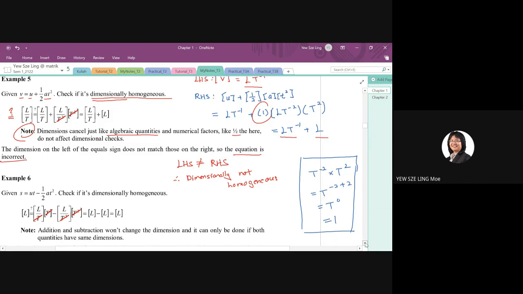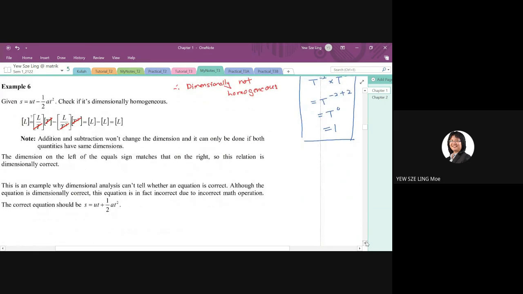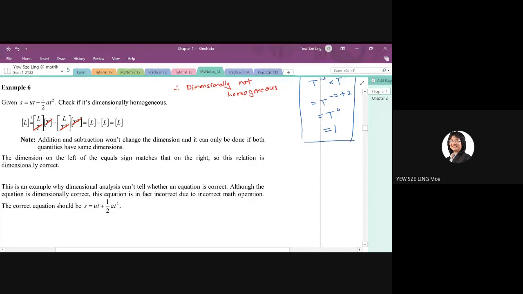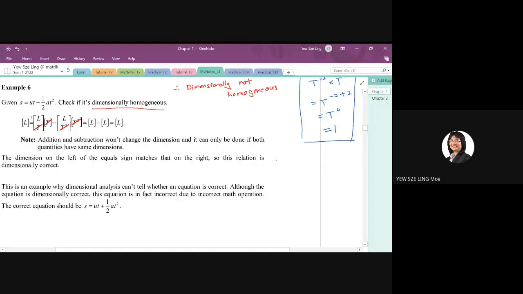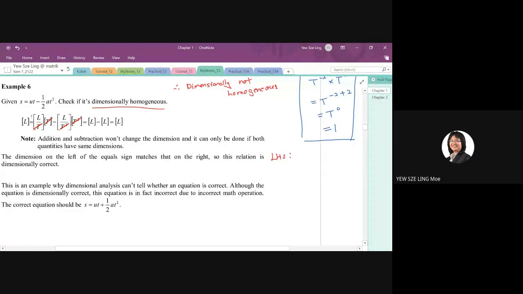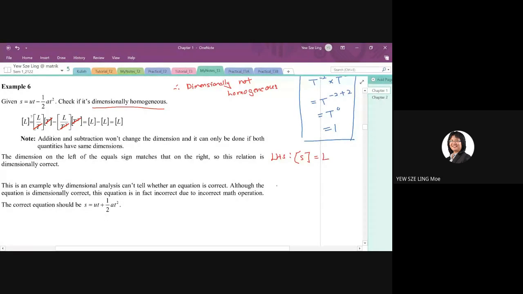Now let's look at the second example. Second example shows you why, even if the equation is dimensionally homogeneous, it can still be wrong. So now given S equals UT minus 1 over 2 AT squared, check if it is dimensionally homogeneous. So now let's try it. Left-hand side, what do I have? I have S, which is displacement. So the dimension for displacement is L.